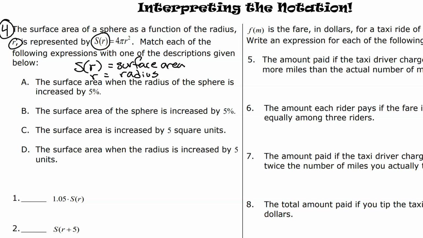So let's take a look at B. The surface area of a sphere increased by 5%. So if we're increasing the surface area, that's really just going to be affecting S of R, the whole thing. And since we're increasing by 5%, that's going to be 5% on top of our 100% that we're doing. So that would just end up being 1.05 times our surface area. So B would be our first answer. I would love to see what you guys come up with.